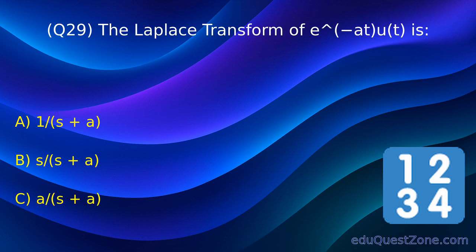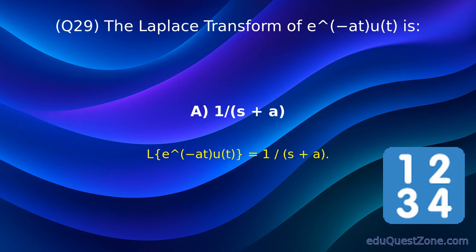Question 29. The Laplace transform of e to the power minus a t u of t is Option A. 1 by s plus a. Laplace transform of e to the power minus at equals 1 by s plus a.